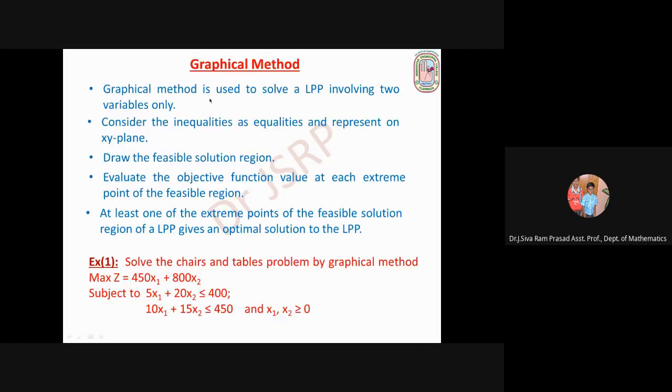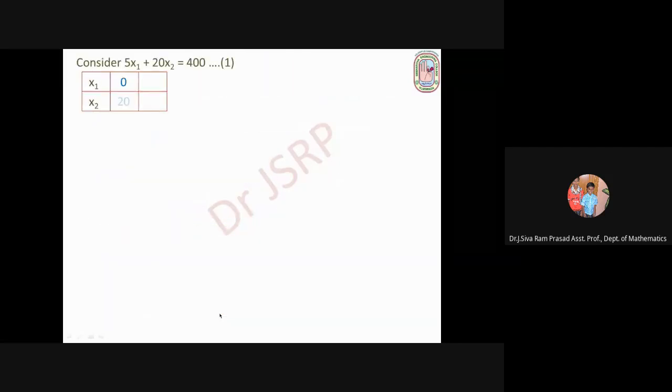Okay. Right. Next, consider the second inequality as equality. That is, second inequality is 10x1 plus 15x2 equal 450. Consider 10x1 plus 15x2 equal 450. Let it be the second equation.